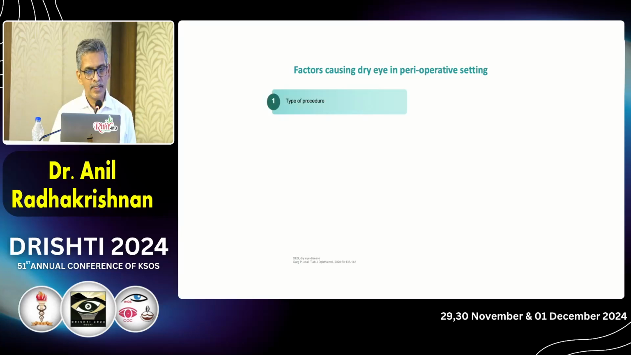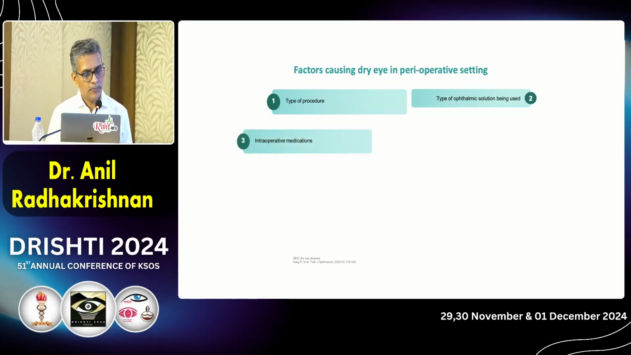The factors that can contribute to dry eye in the perioperative setting: one is the type of procedure. If it is a large extracapsular or an SICS, you can have more dry eye, obviously. The type of drugs that you use: if you keep putting dilating drops every 5 minutes, you can have more dry eye damage. Then exposure: we tend to want to see very clearly, so we put high illumination, which strains your eye as well as can cause dry eye.